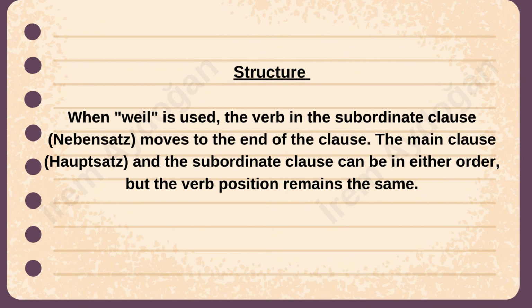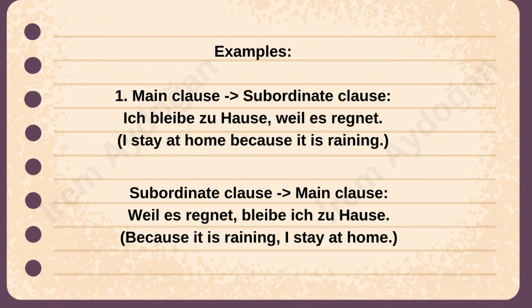The main clause is Ich bleibe zu Hause, I stay at home. The subordinate clause with weil is weil es regnet, because it is raining. And of course I can use it in a different way. Weil es regnet, bleibe ich zu Hause, because it is raining, I stay at home. I can use it in the middle of the sentence, or I can start with the subordinate clause, I mean weil.